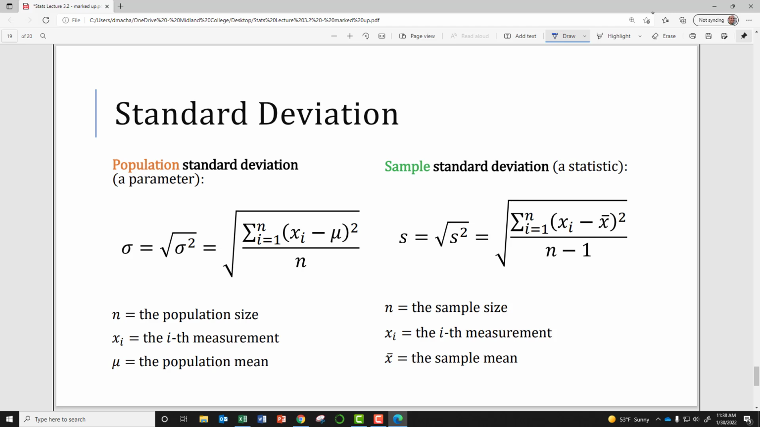So for population standard deviation, we just use sigma. Remember, population variance was sigma squared. So population standard deviation is just the square root of the population variance, and this is again the same formula for population variance, just with the big square root radical around it. And then the same thing for the sample standard deviation. Again, we just use lowercase s, because the sample standard deviation is the square root of the variance. And this is again the same formula we had before for the sample variance, but now just with a square root radical around it.